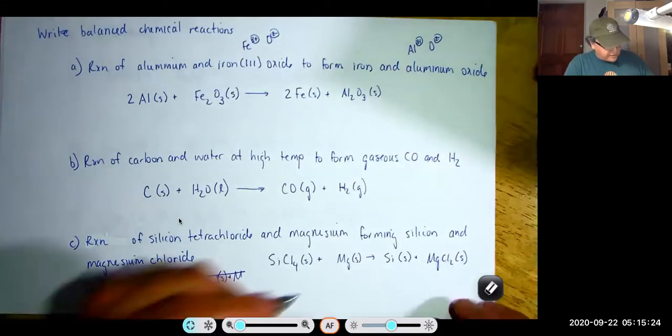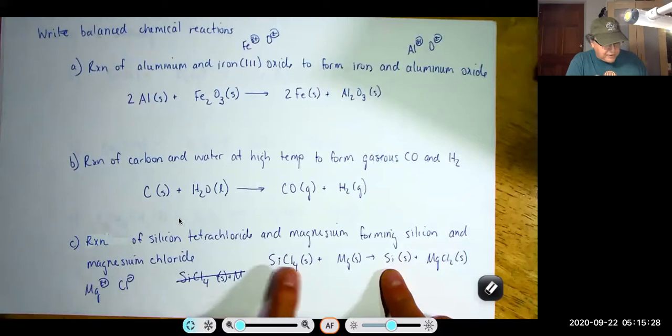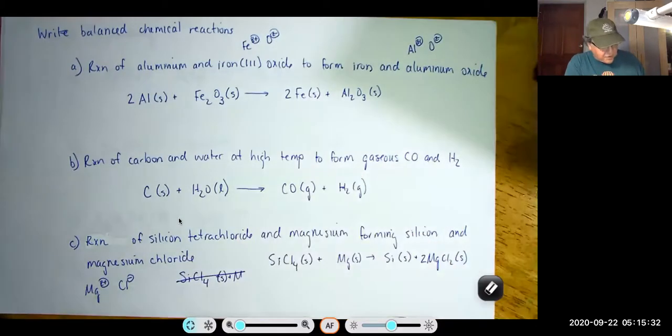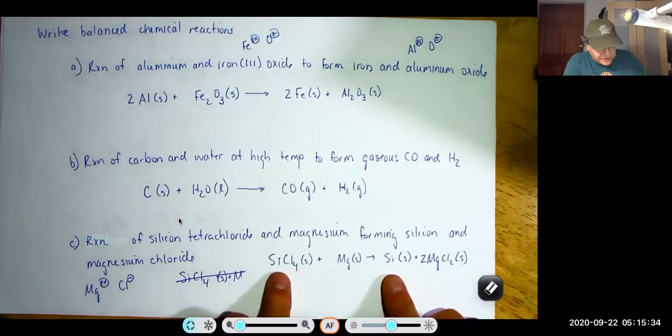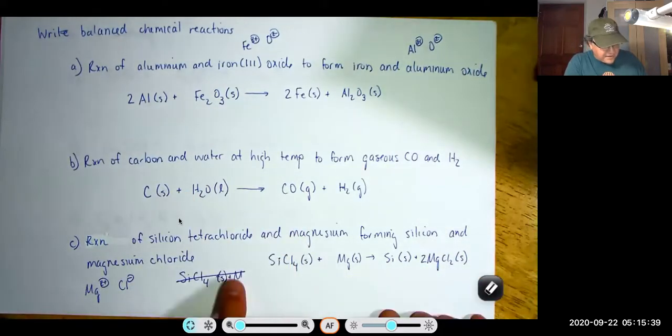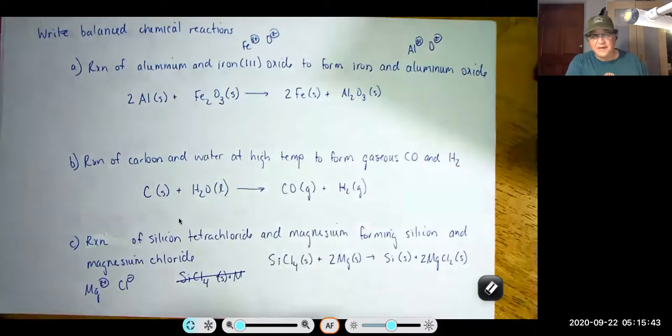Okay, here, let's just start with what's on the left. Silicon matches silicon. Chlorine does not match chlorine, so I'll put a 2 there. I don't need to go back to silicon because I didn't change a coefficient in front of anything with silicon in it. So now I have magnesium 1, 2 magnesiums here, put a 2 there, and it's balanced.